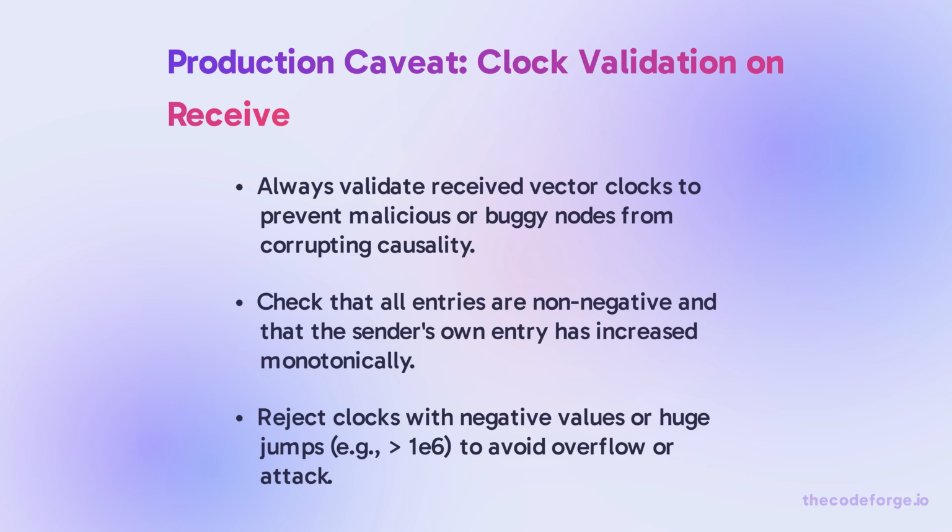Always validate received vector clocks to prevent malicious or buggy nodes from corrupting causality. Check that all entries are non-negative and that the sender's own entry has increased monotonically. Reject clocks with negative values or huge jumps, e.g., 1e6, to avoid overflow or attack.